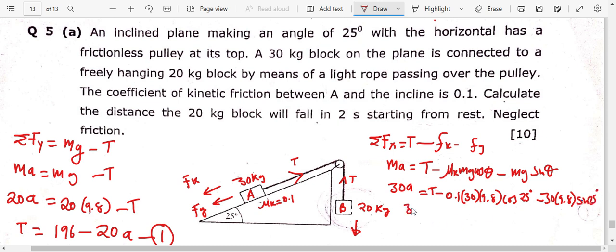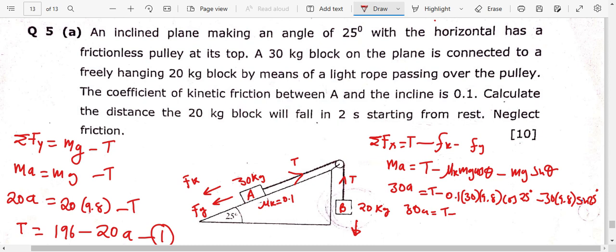So this is going to be 30a being equal to tension minus. Now, just punch this directly on the calculator together. I'll say negative 0.1. Please, if you can't punch them together, work with them stepwise. Negative 0.1 multiplied by 30 multiplied by 9.8 multiplied by cos 25. So just that will give us negative 26.65.